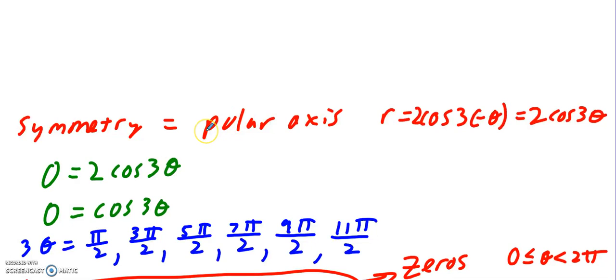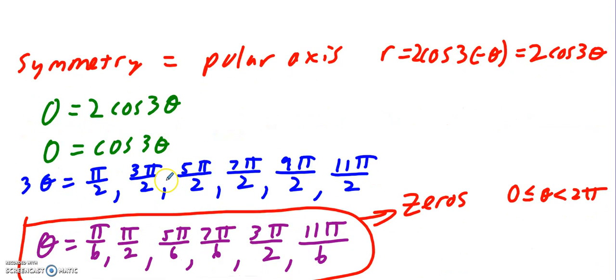Symmetry. So there is polar axis symmetry. I can see that because here I plugged in a negative theta, and the cosine of -3 theta is the same as the cosine of 3 theta. So I have polar axis symmetry.